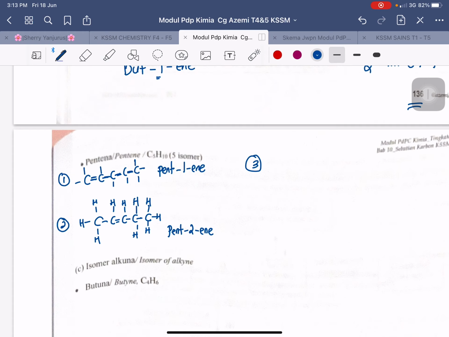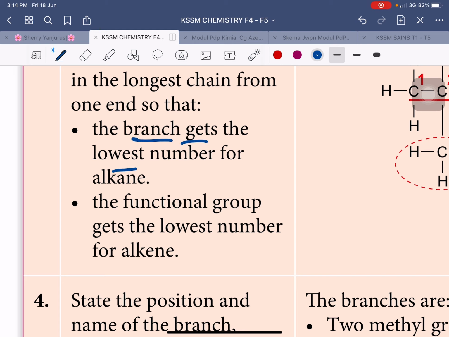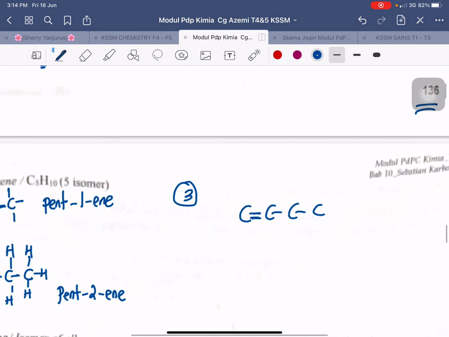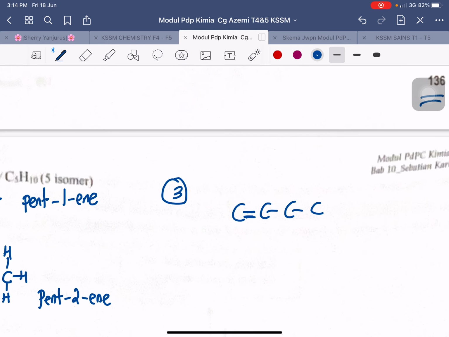So now what you have to do, sacrifice 1C. Make a branch. 1, 2, 3, 4. Remember, the double bond must be the lowest number. Between 1 and 2 duluan lah. Okay. So, make a branch. Make a branch maksudnya you must remember the rule, this one. The branch gets the lowest number for alkane. Okay. Functional group untuk alkene. So this one, kita bagilah dia branch. Di mana? Di sini boleh, di sini pun boleh. Okay? So I will give here lah. I will give here. Okay?